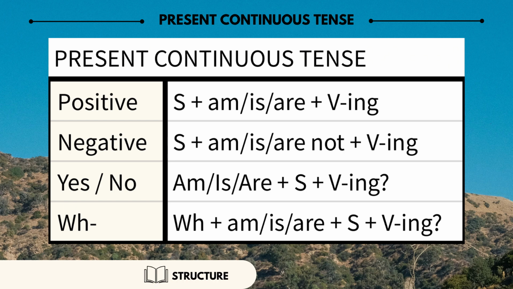So if we put everything together, don't think of this as a formula to memorize. Think of it like this. When something is happening right now, we use be plus verb ing. And then we simply change the order or add words depending on whether we are saying it, denying it, asking yes or no, or asking for information. That's the real logic behind the present continuous.